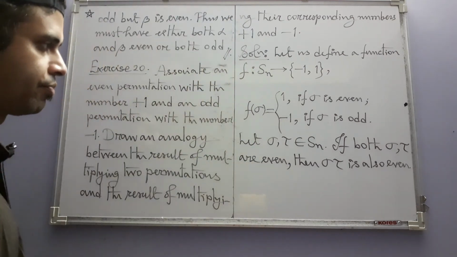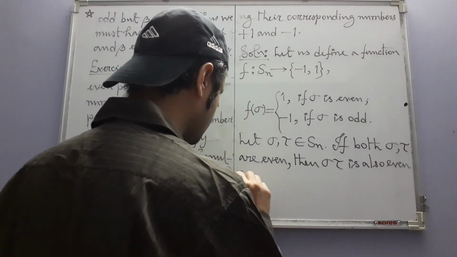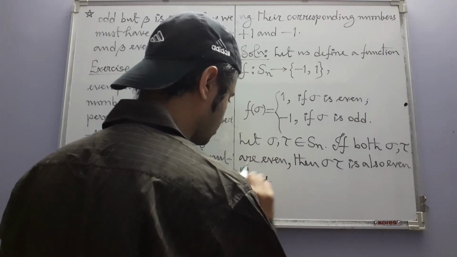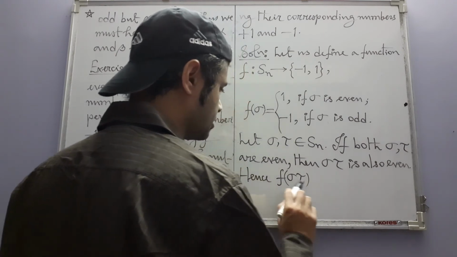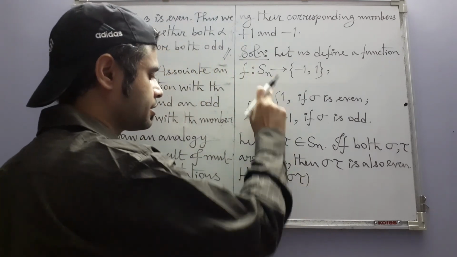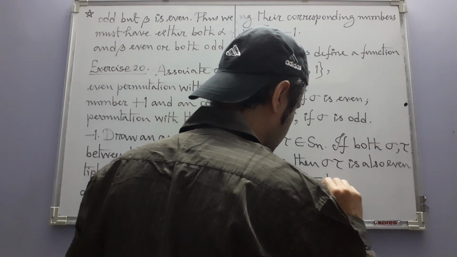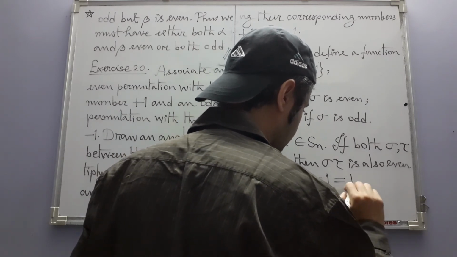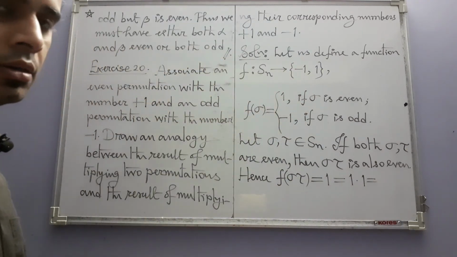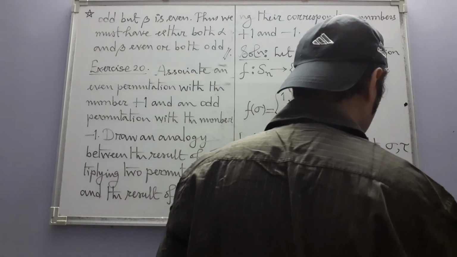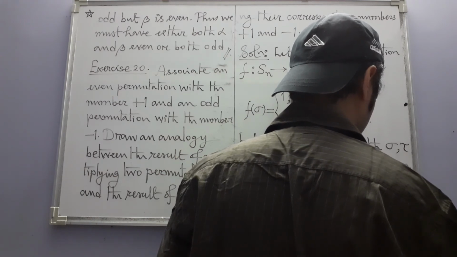And this fact can be expressed in terms of f like this. Hence, f of sigma composition tau, because this is also a permutation, it is also an element in Sn, so we can find its f image. This is equal to 1, and note that you can write 1 as 1 times 1, because both sigma and tau are even. So this one is f of sigma and this one is f of tau.